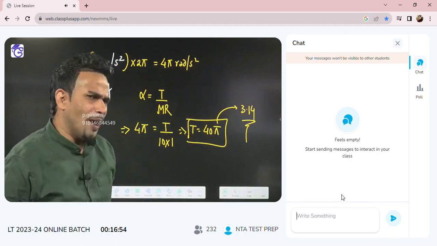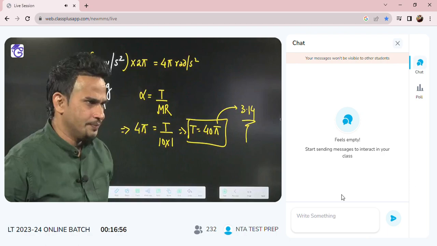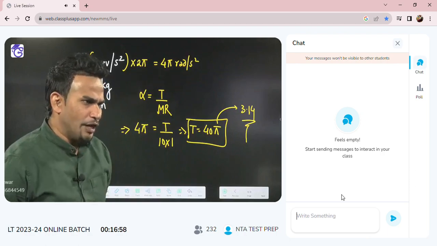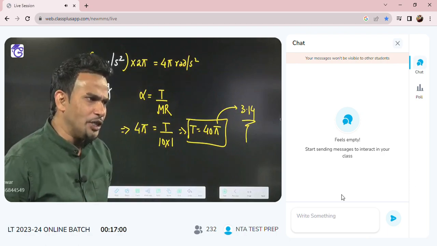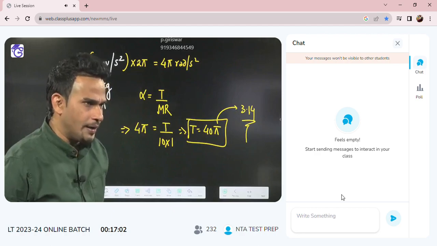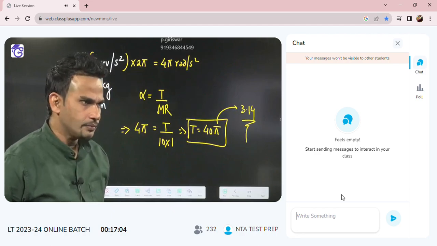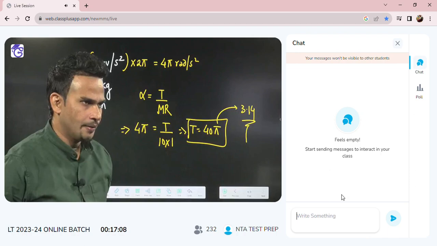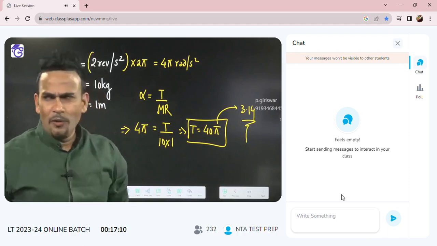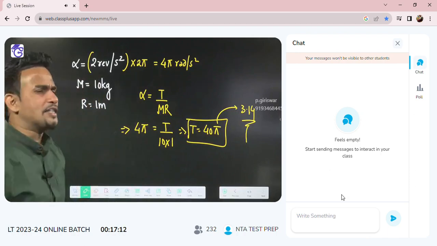Easy only, but you have to be careful about units. Whenever revolution is there, you have to convert into radian by multiplying with 2 pi. Now we are going to move towards the third important situation.